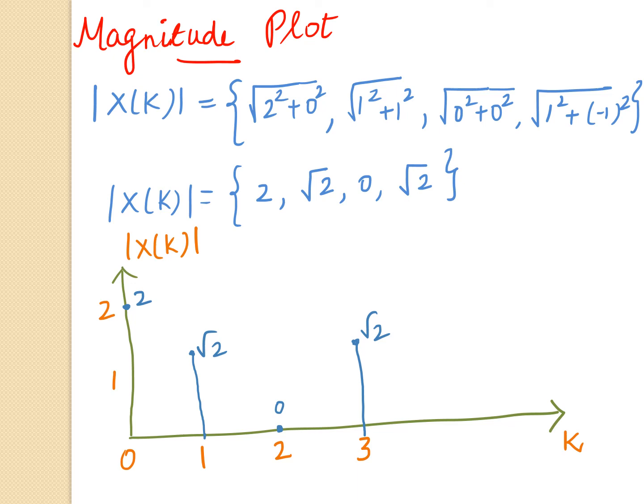So for k equal to 0, the value is 2, so plotted here, and for k equal to 1, the value is root 2, and for k equal to 2, it is 0, and for k equal to 3, it is again root 2. So this gives the magnitude response or magnitude plot of X of k.